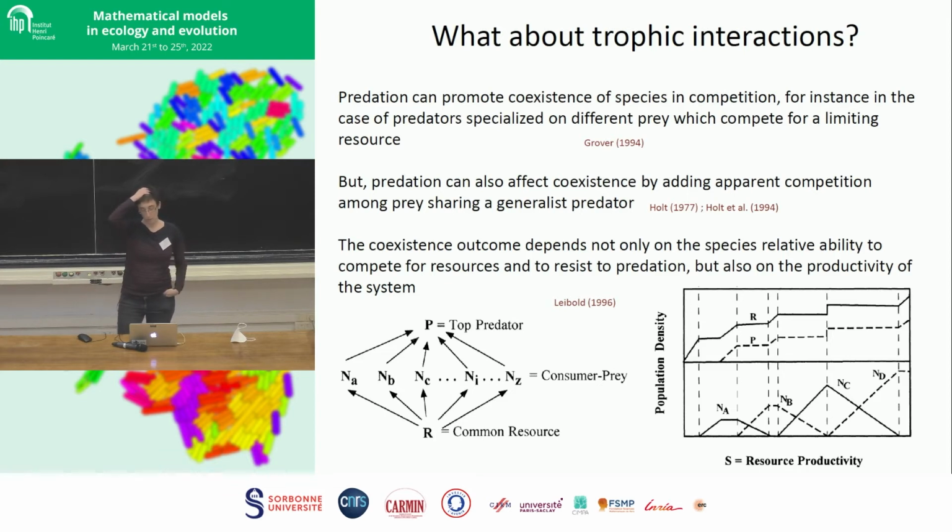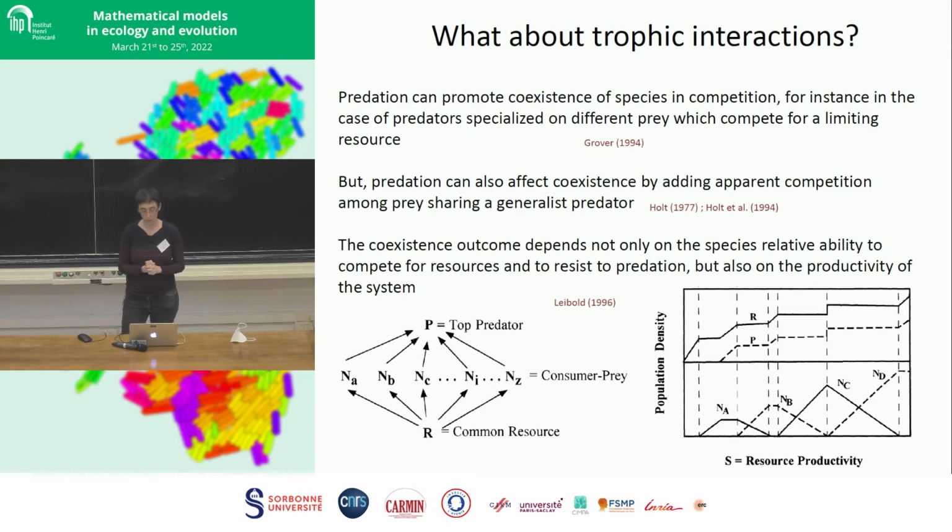Another interesting aspect with predation is that when two prey share a common predator, you have an indirect interaction between the two prey. So you have a negative indirect interaction between the two. It's called apparent competition in ecology, meaning that you will have these negative indirect effects between the two prey as they share the same predators. So predation can also limit coexistence when you have this sharing of predators.